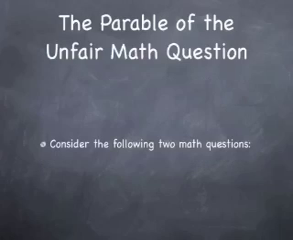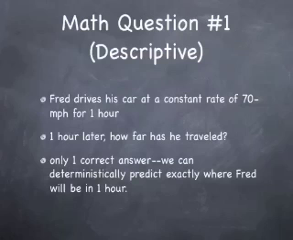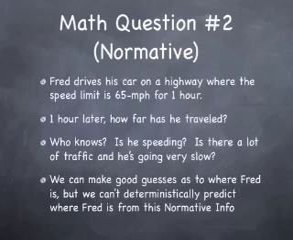All right, to illustrate this, let me give you the parable of the unfair math question. Consider the following two math questions. Math question number 1, framed purely in descriptive vocabulary. Fred drives his car at a constant rate of 70 miles per hour for 1 hour. 1 hour later, how far has he traveled? There's only one correct answer to this. We have a precise description, and there's only one way that this can be answered. We can deterministically predict from the basis that we're given exactly where Fred will be in 1 hour. So this is a fair math question.